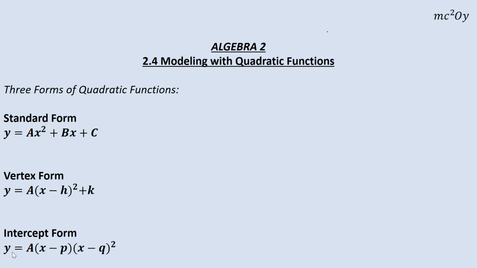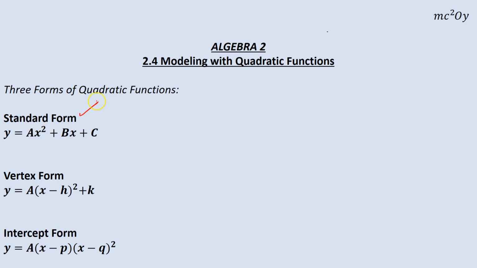Okay, today we're going to talk about 2.4 modeling with quadratic functions. And really this is taking graphs and then writing equations for them. So we've gone through where we've had equations and we've graphed them. Now we're going to go the opposite way. So, a quick reminder of the three different forms of quadratic functions.